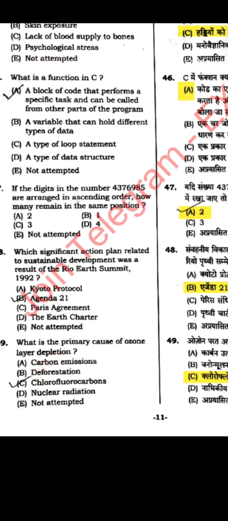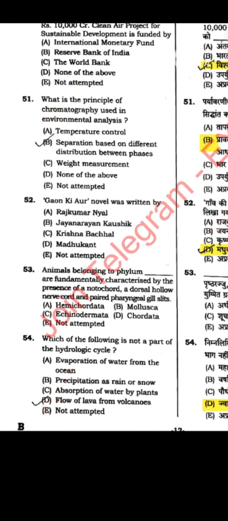The Kyoto Protocol and sustainable development came as a result of the Rio Earth Summit 1992, that is Agenda 21. What is the primary cause of ozone layer depletion? Chlorofluorocarbon, that is right. Haryana government's 10,000 crore clean water project for sustainable development is launched with the World Bank.